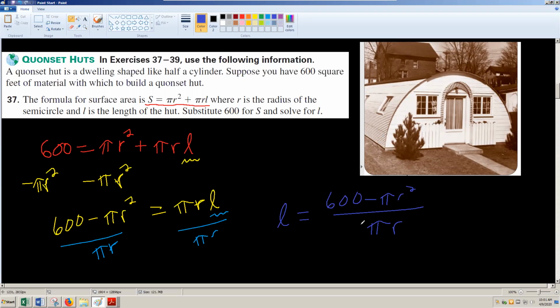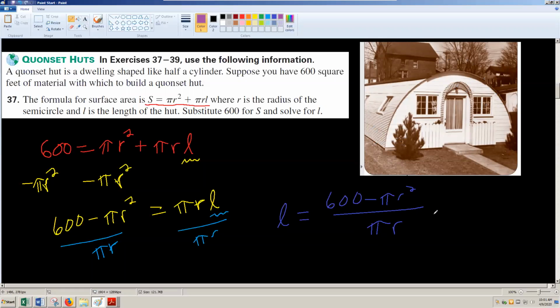If I wanted an actual example of the dimensions for this size of hut, I could say, what if my radius was, and we just make one up, maybe 5 or 6 feet. Again, this is not part of the problem. This is just to relate how we're going to talk about this thing. The bigger I make my radius, the shorter my house is going to be, because the more area I'm using here and around, the less material I'll have to run the length.